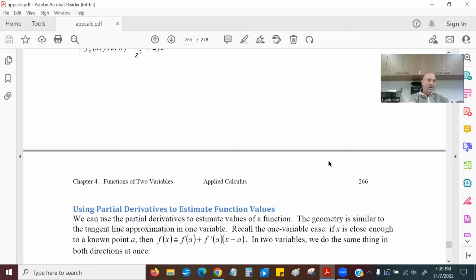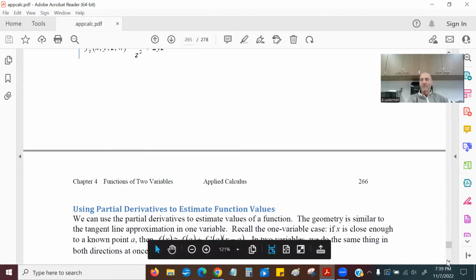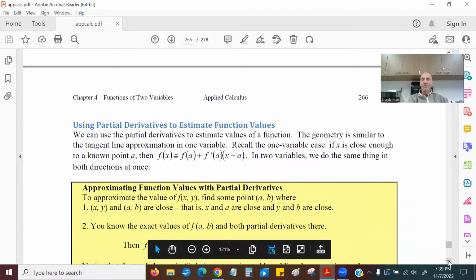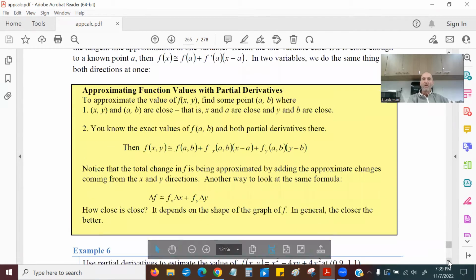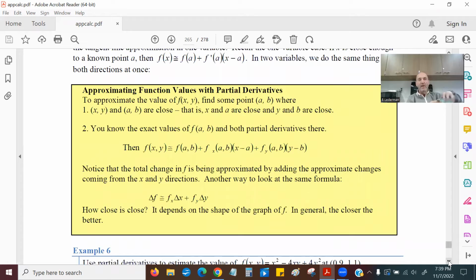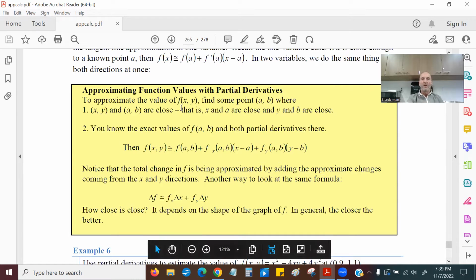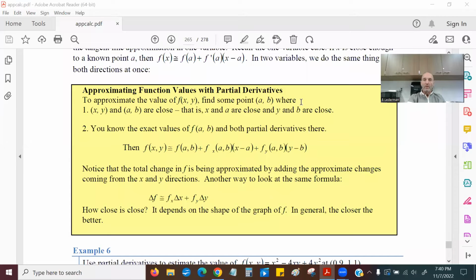Well, now we're going to see a 3D version of this, a partial derivative version. And I want to just show it to you. I just want to show you the formula, then we'll do some problems. So we want to approximate the value of f of x comma y. So there's two variables here. Let's not forget that. Remember, there are two variables. So what we're going to do is we want to approximate this function value, and we want to find an a, b that's close by, that's easy to work with and is close by.